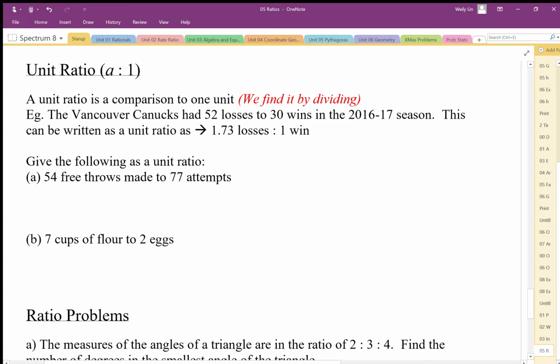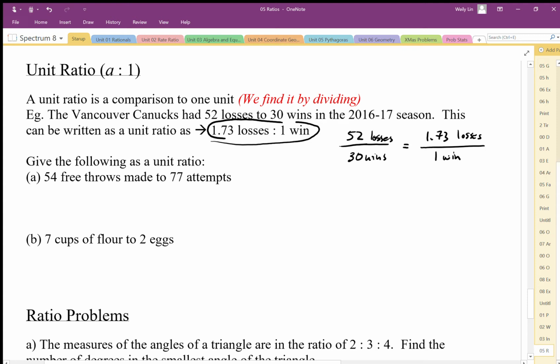So here, if I just take 52 losses and divide it by 30 wins, I end up with 1.73 losses for 1 win. And this is really just a rate, but now it becomes a unit rate, and that unit rate is a very useful multiplier for lots of problems. So we get this unit ratio: 1.73 losses for 1 win.